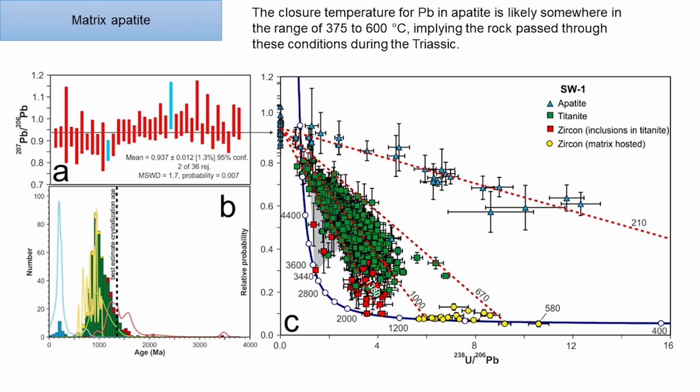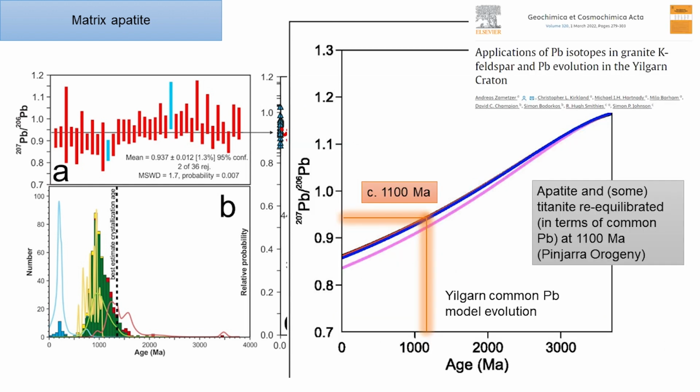This number for the common lead component is actually quite useful. So we can compare that to regional lead models constructed using feldspar, and we can see that for this composition, it corresponds to what we would expect as a crustal lead signature at about 1100 Ma. So everything is seen to be tying together now.